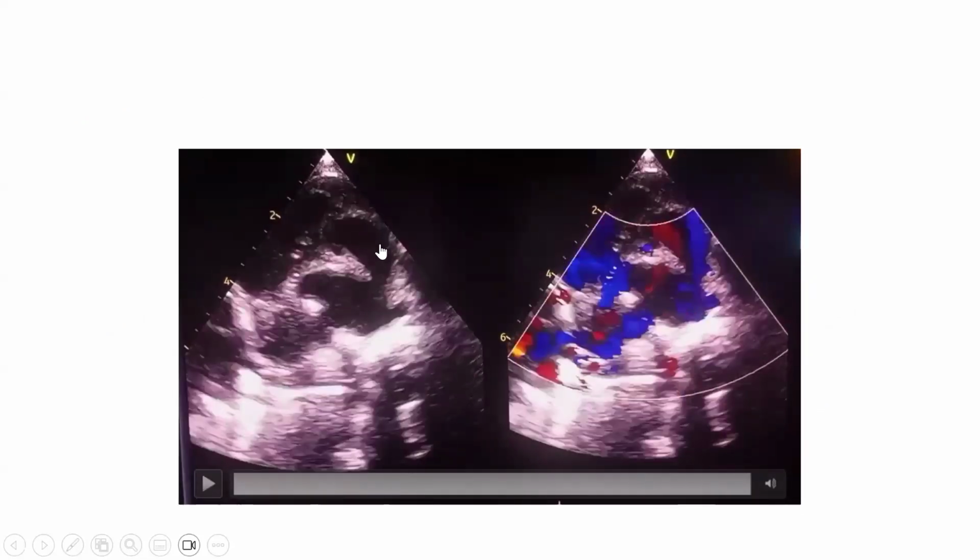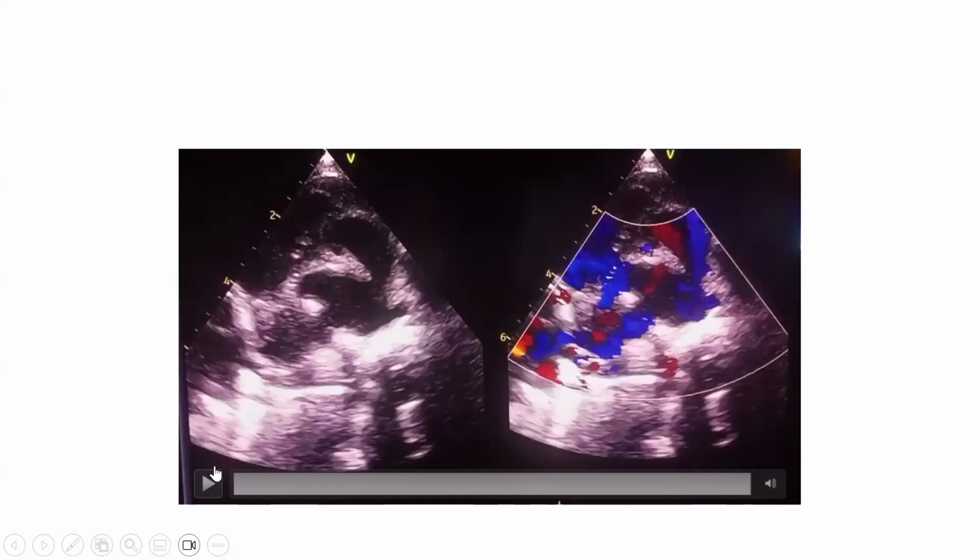Your RVOT here, your main pulmonary artery, which bifurcates here. And then you can see this huge defect over there. Okay. So typically, if this was on the opposite side, it would be a VSD. But on this side, it is an AP window.